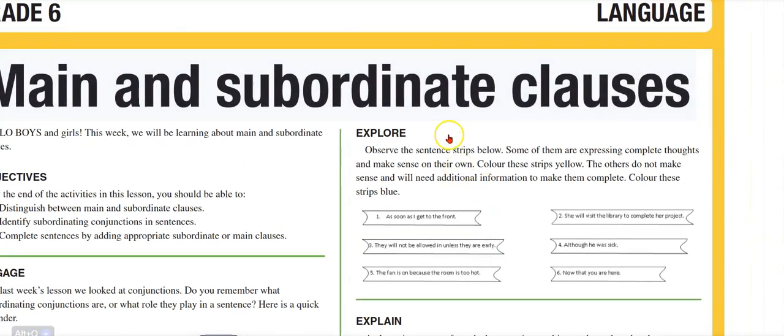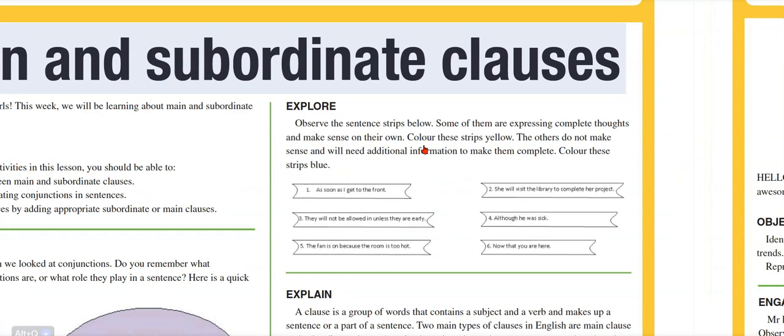So let's go. It says, observe the sentence strips below. Some of them are expressing complete thoughts and make sense on their own. Color these strips yellow. The others do not make sense and will need additional information to make them complete. Color these strips blue. As soon as I get to the front. Well, that doesn't make sense on its own. Okay, so that one should be blue. You need more information. As soon as you get to the front, what?